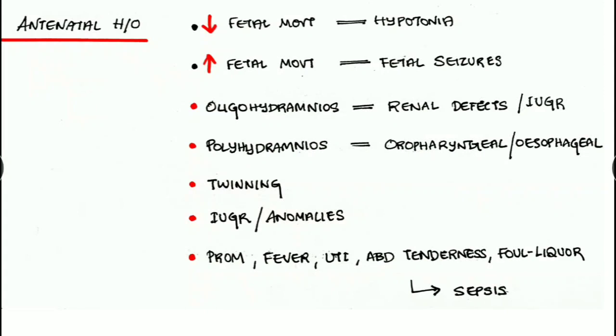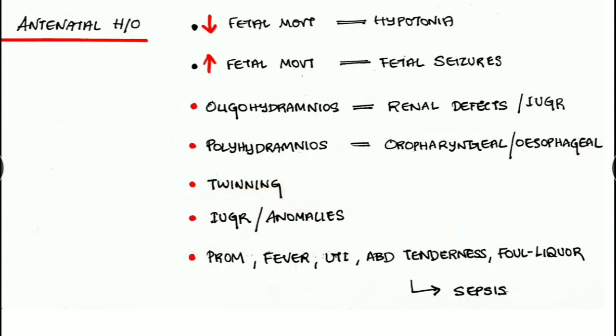While a CP, cerebral palsy child is presented in front of you, then you have to take a proper antenatal history. In the antenatal history, we have to ask points like whether there is any reduced fetal movement. If so, it is due to hypotonia. Increased fetal movement can be due to fetal seizures. Ask whether there were any features of oligohydramnios. It can be due to renal defects or even IUGR. Polyhydramnios can occur if there is any oropharyngeal or esophageal abnormality.